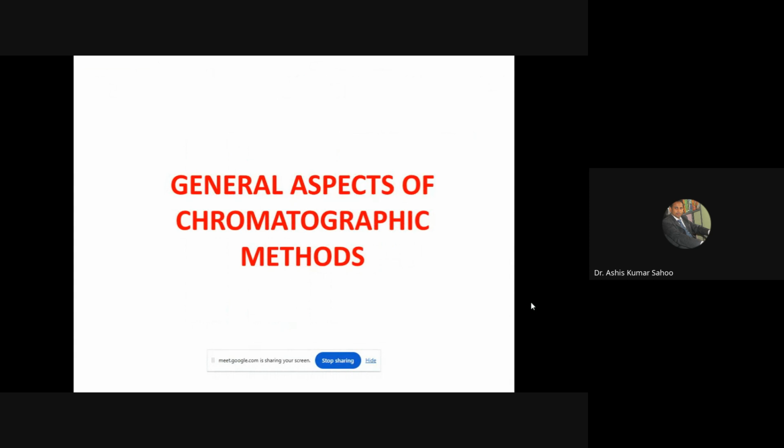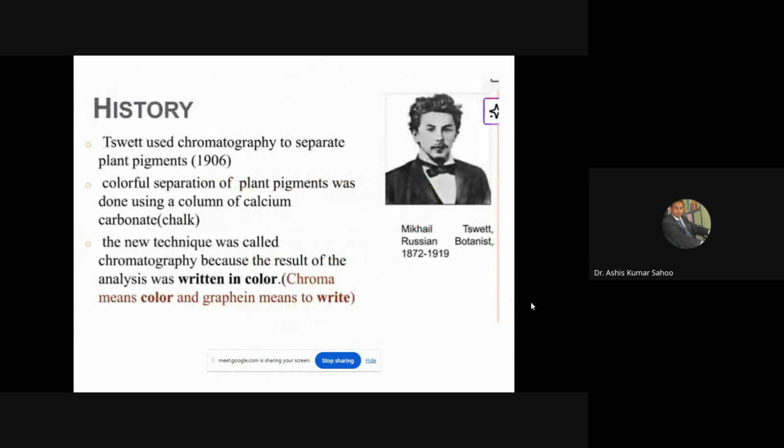So what is chromatography? Tswett used chromatography to separate plant pigments in 1906. Colorful separation of plant pigment was done using a column of calcium carbonate chalk. The new technique was called chromatography because the results of the analysis were written in color. Chroma means color.